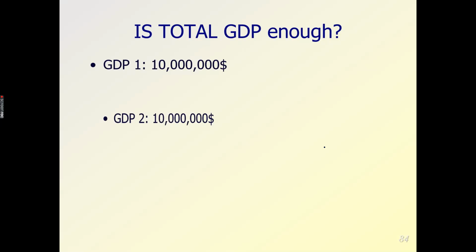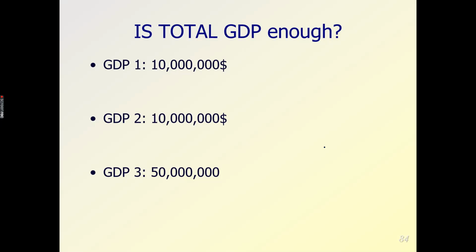Now, let's look at this situation. What if I give you these values? Country 1, country 2, and country 3. Based on these values, which country is actually the richest or the one that produces more? If we want to look at the one that produces more, it is country number 3, isn't it? Country 3 is producing $50 million, okay? Now, country 2 and country 1 are producing the same amount.